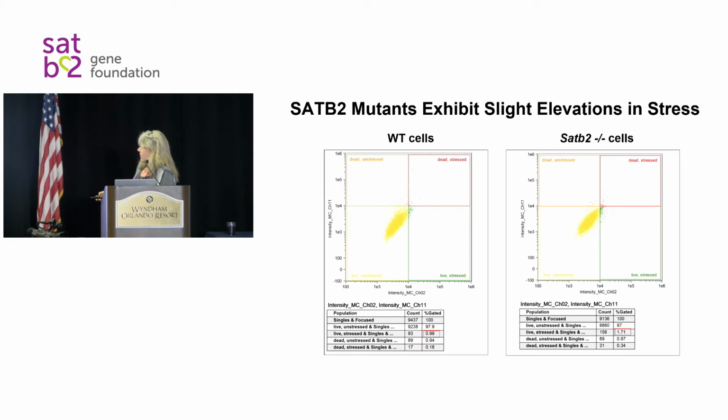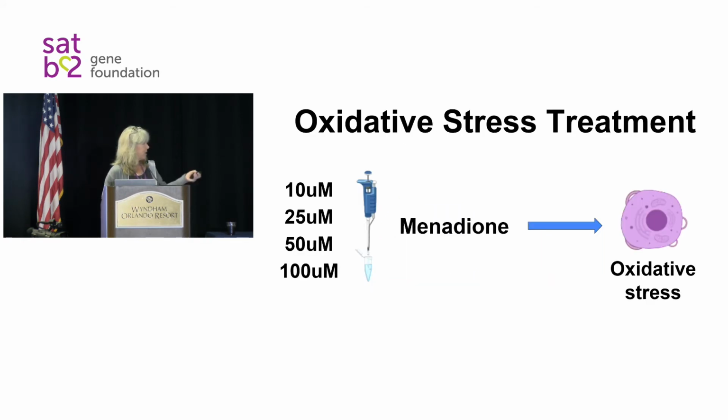And this might not look like much of a difference, but what we see is that the mutants have double the amount of stressed cells. And it's still small, but this is under normal conditions. So what we did was we stress them out. And in that case, we used a drug to do that.